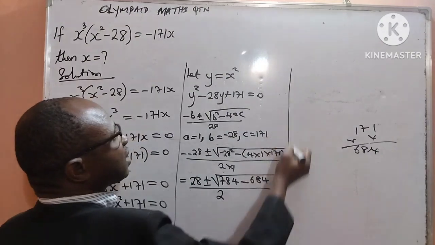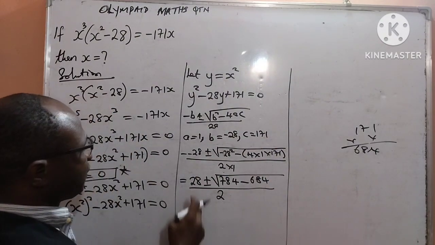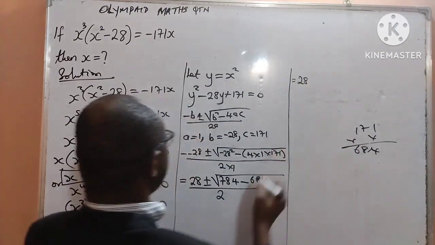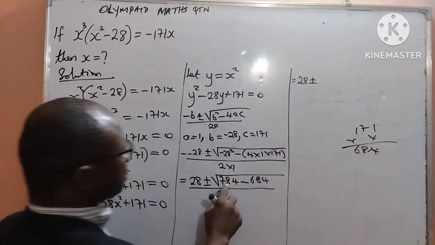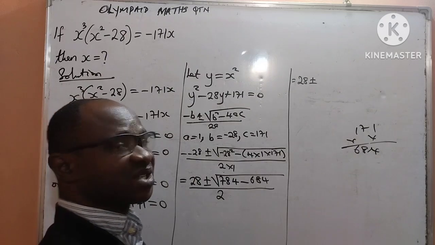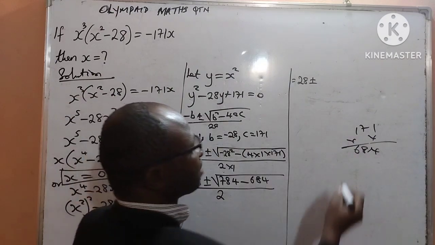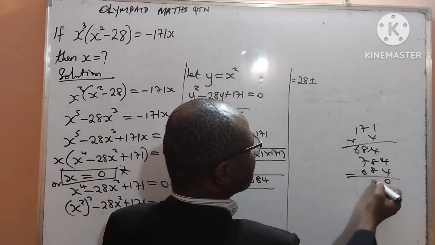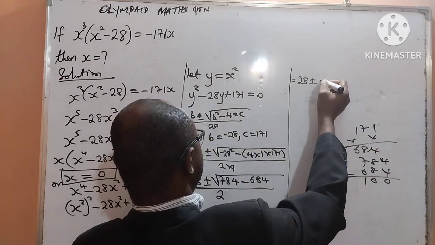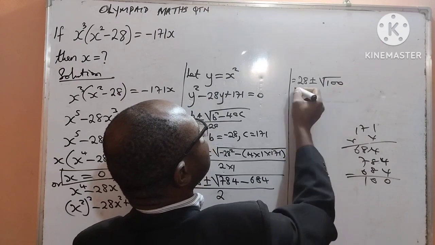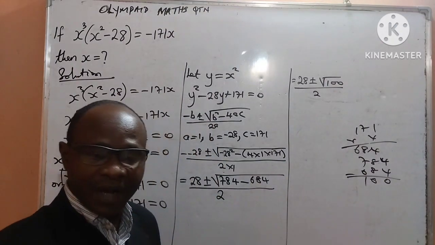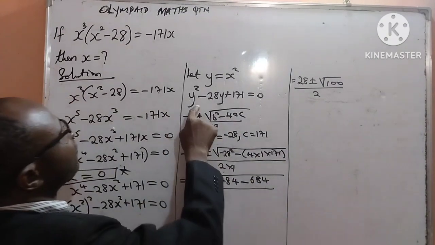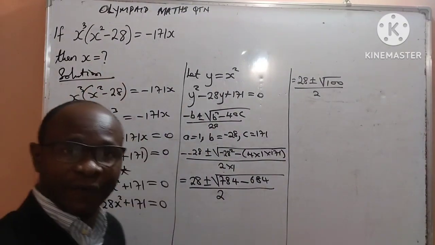We move on. Then, moving forward from here, I can now have 28, then plus or minus 784 minus 684 will give us 100. So, that will now be the square root of 100 divided by 2. Okay, we keep on going. Our interest now is to get the value of y, and from there we can get the value of x.